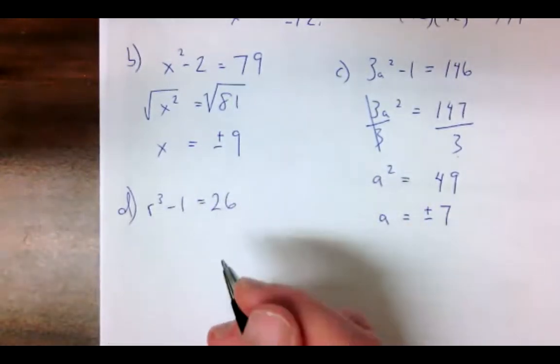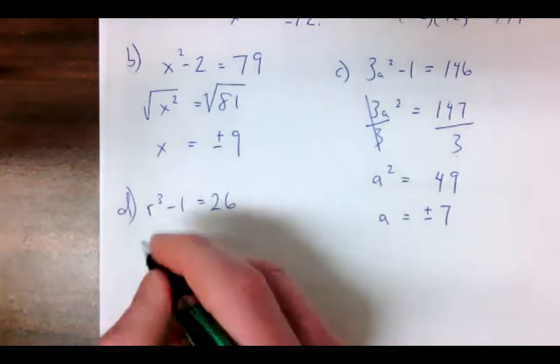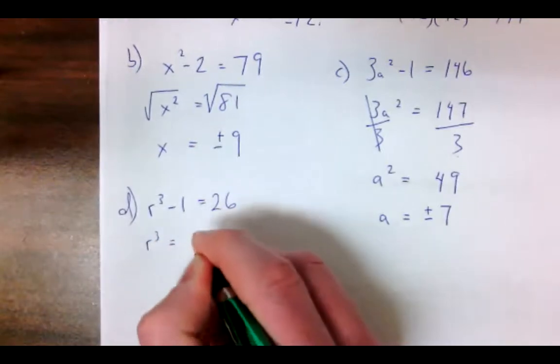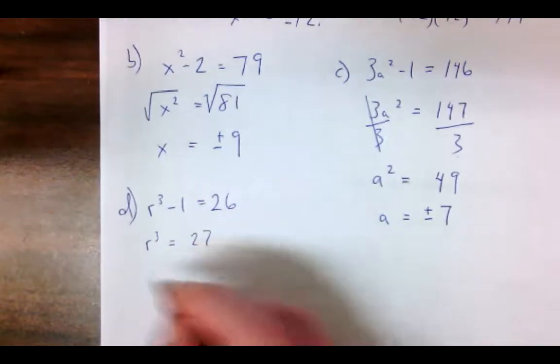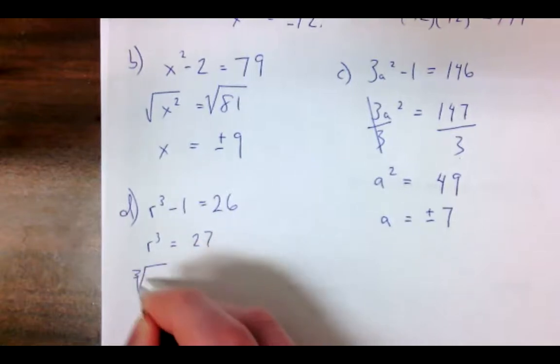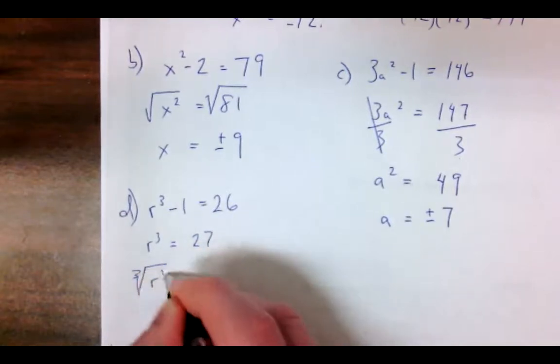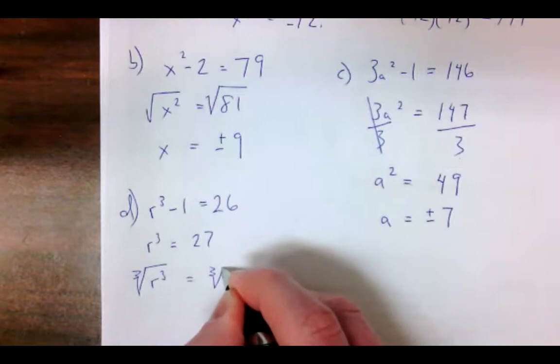R cubed minus 1 equals 26. So we're going to add 1 to both sides. R cubed equals 27. We're going to take the cube root of both sides. So these cancel, right? Cube root of 27.